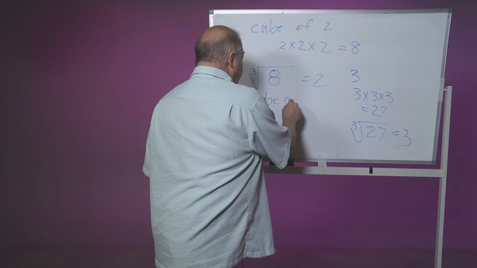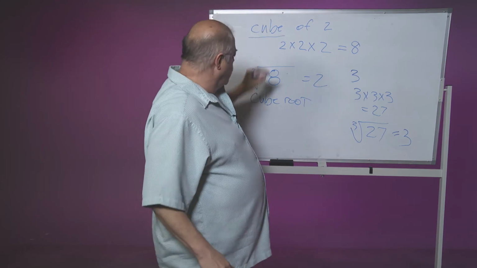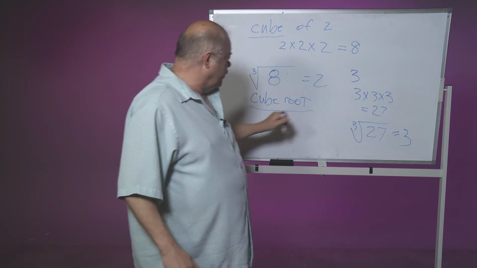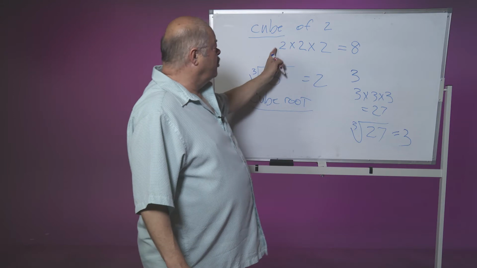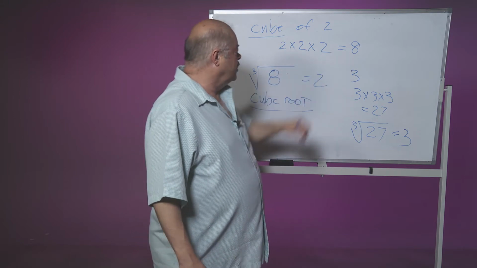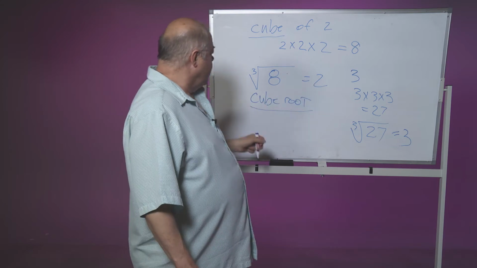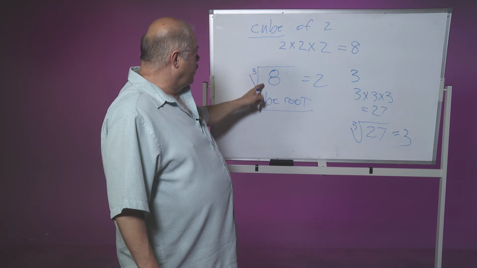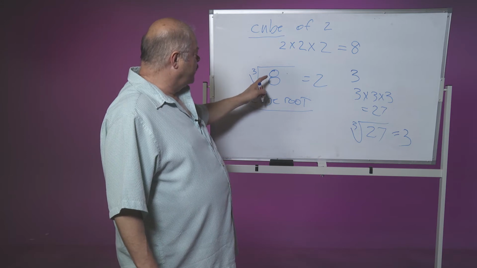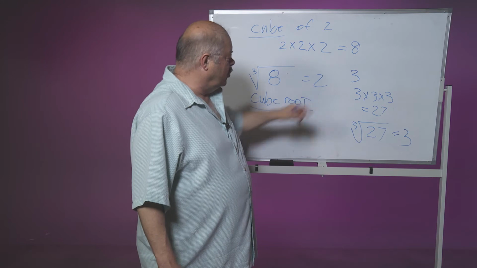Cube root, cube. Notice different languages, they have some of the same words. Cube of 2, 2 times 2 times 2 is 8. Cube root of 8 is 2. And when it's saying the cube root, it's what number times itself 3 times gives you 8. And that is 2.